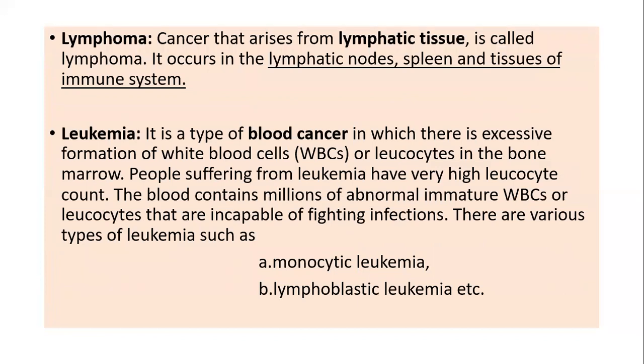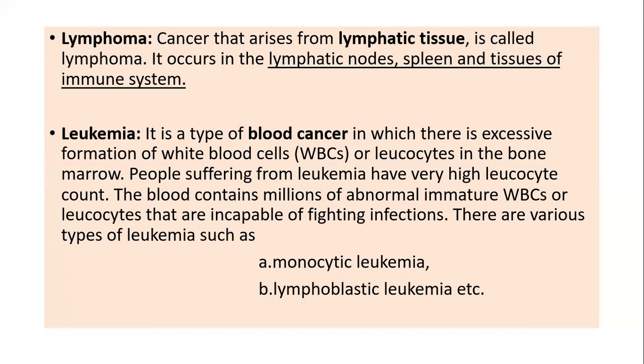Okay. Next comes lymphoma. Lymphoma is a cancer of lymphatic tissue. It occurs in the lymphatic nodes like that of tonsils, spleen, and all. They affect the tissues of the immune system. Then comes leukemia. Just before I told you, leukemia is a blood cancer. And here the leukocyte count becomes very, very high. The blood will contain millions of abnormal immature WBCs. Okay, and these leukocytes will be incapable of fighting infections. Their division is purposeless, so they don't have the capacity to fight infections.